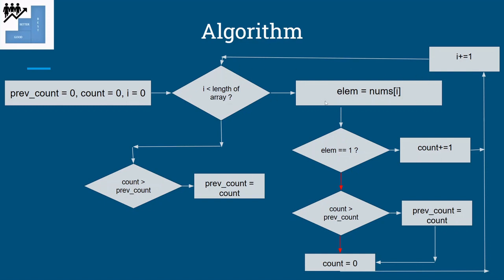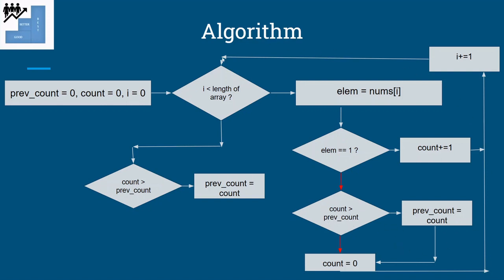And then again, if the element is equal to 1, we start incrementing the counter, and we go on in this cycle until we find an element which is not equal to 1. We reset the counter over here, and before resetting, we'll take the backup of it if the previous consecutive count is lesser than the current consecutive count.